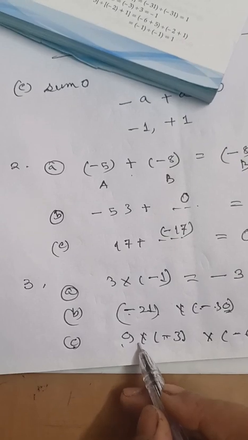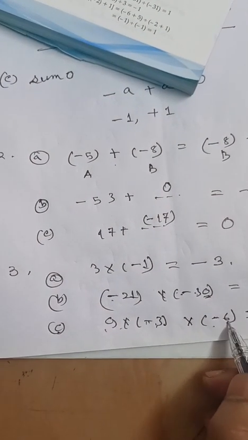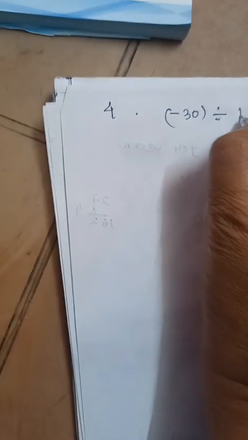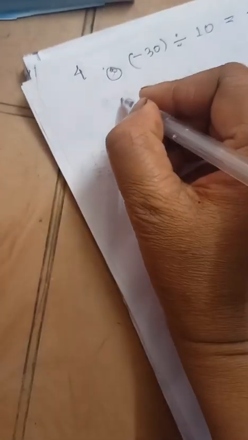What is the product here? 9 3s are 27. 27 into 6 is equal to what? 162. Minus 30 divided by minus 10. In case of division also, if the signs are different, the result will be negative; same signs, positive. 10 3s are 30. This is a. Number b. 50 divided by minus 5 is equal to, what is the sign? Positive, here negative. So the result will be negative.